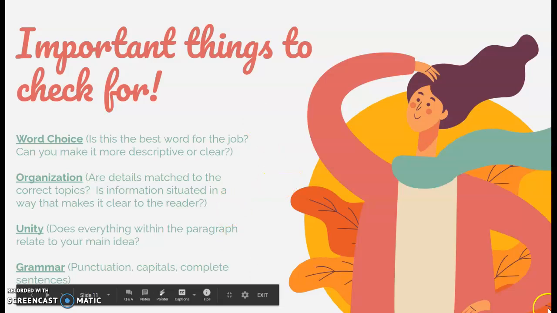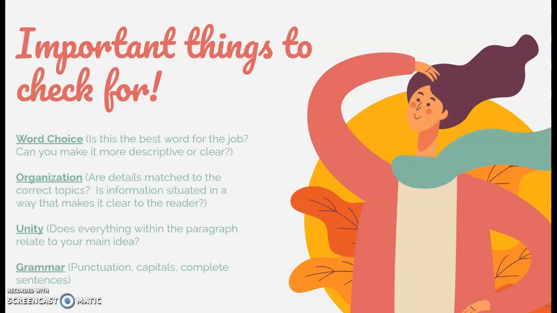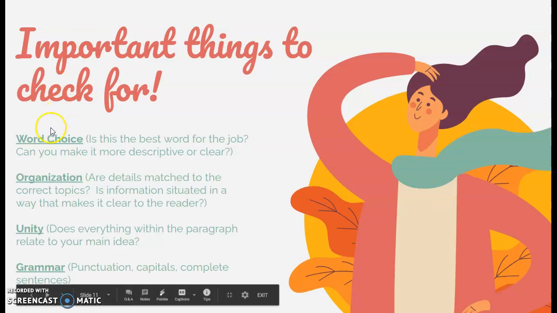So here are some things you want to check for. You want to check for word choice. Did you choose the best word for the job, or is there a better way to say it? Can you make something clearer? You're looking at organization. Does everything flow in a way that makes sense, or does it feel kind of choppy and like things mix into different places? You want to look for unity. Does everything kind of go with that main idea, or do you have sort of an outlier in the paragraph? And then you want to look at that grammar again.